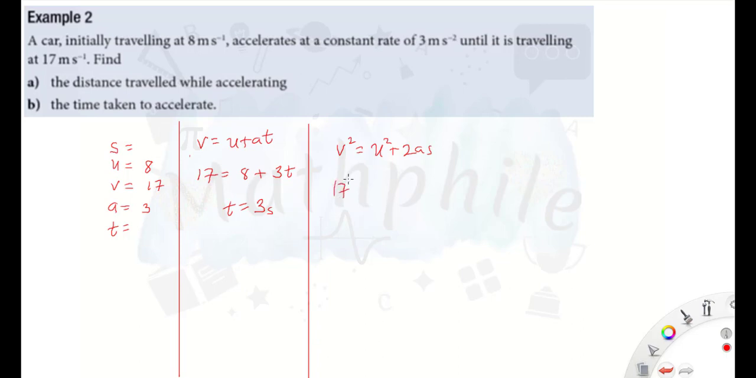So v is 17 squared, u is 3 squared. No, no, no. I think 8 squared. The acceleration given is 3, and the distance is what we're looking for. So 17 squared minus 8 squared, sorry, over 6. This should give you s. So do the calculation and let's see what we're going to get.